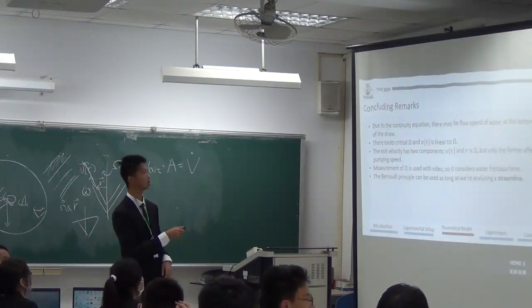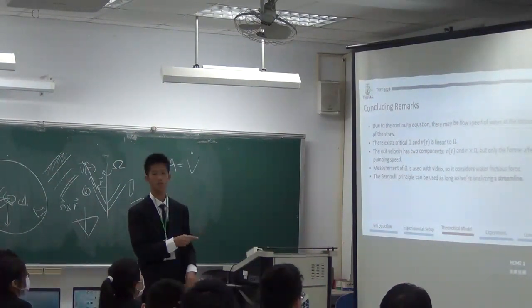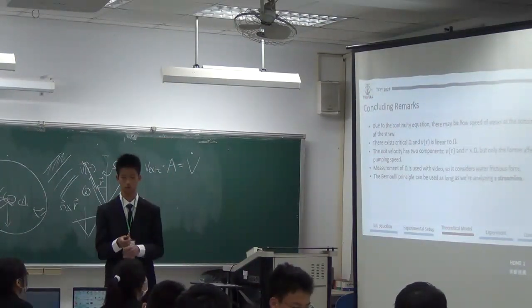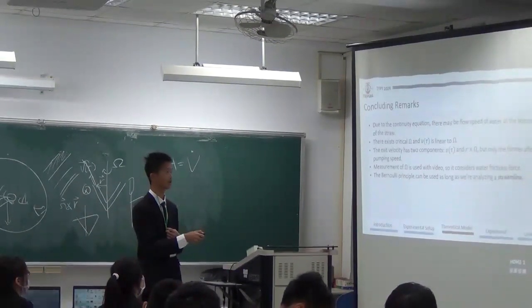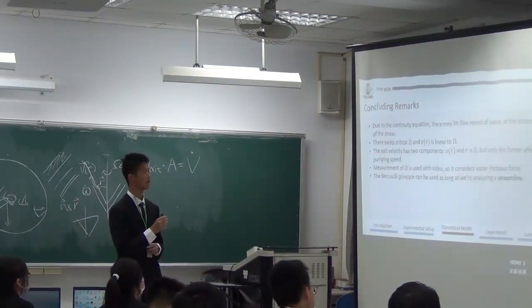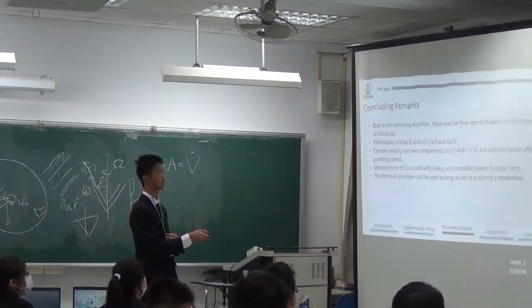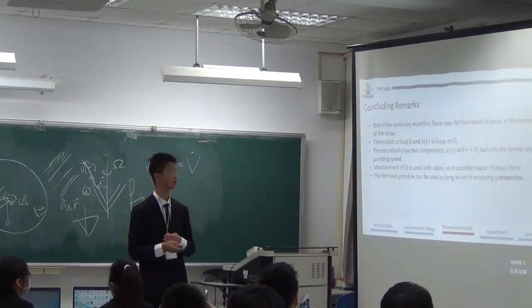Okay, so given the continuity equation, there may be flow speed at the bottom of the straw, and we should take that into our consideration. And there exists a critical omega, that is the angular velocity. And we also discussed why the depth is approximately linear to omega.